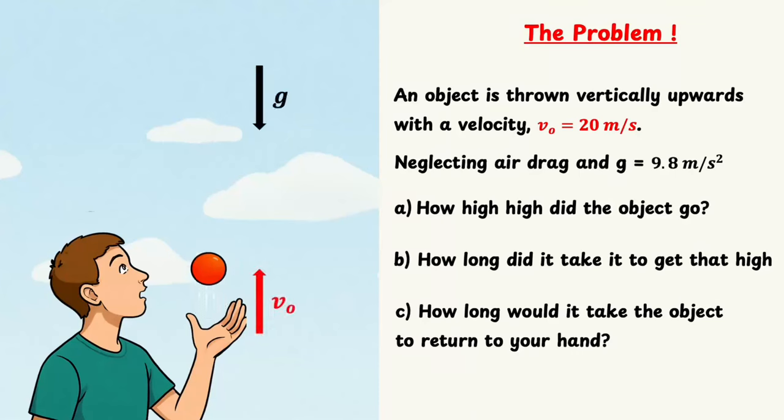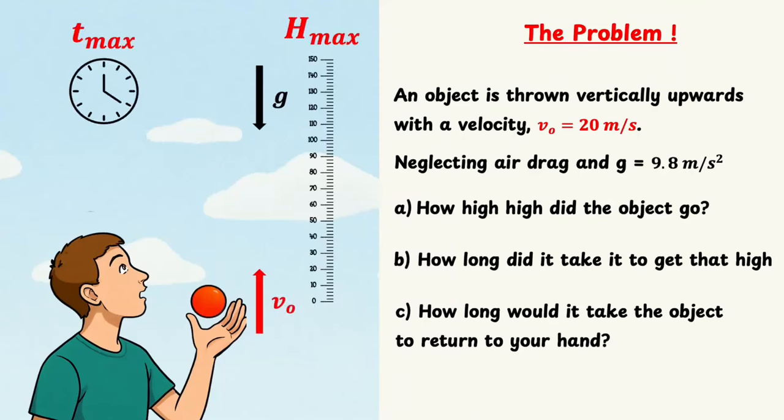Have you ever thrown an object straight up in the air and wondered how high did that actually go, or how long was that in the air? Today we are putting numbers to that feeling. We've got an object shot vertically upwards with an initial velocity of 20 meters per second.